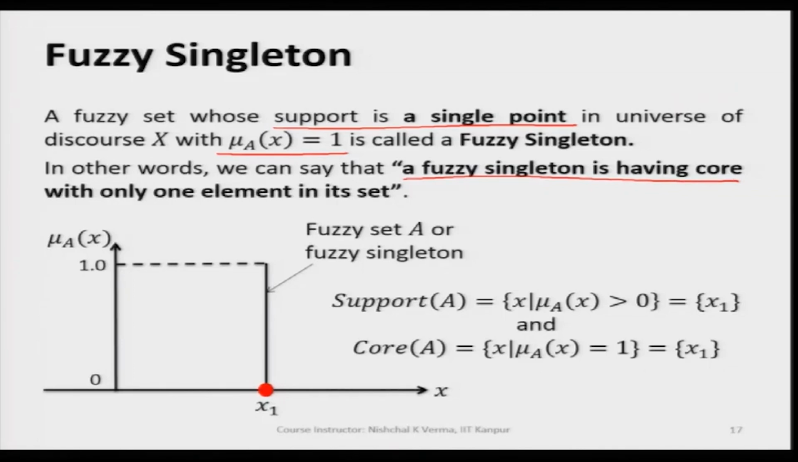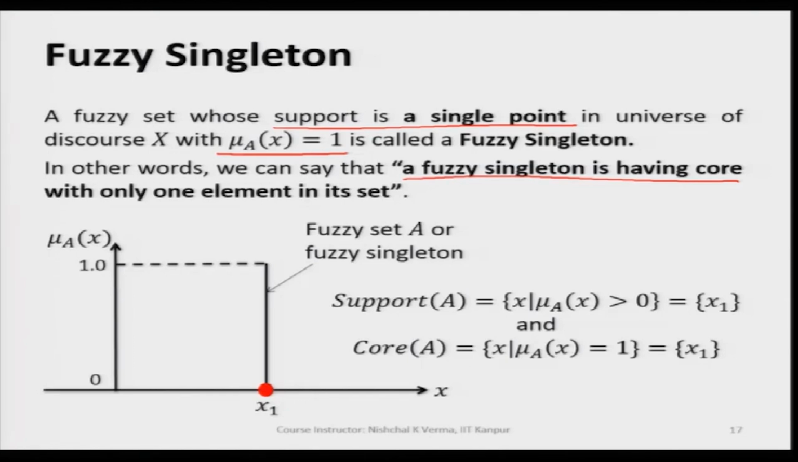What does it mean? It means that if we are interested to know whether a fuzzy set is a fuzzy singleton or not, we will quickly try to find the support, or I would say the core. If the core is a single value and the support is also a single value, it means that it is a fuzzy set which has a single element.